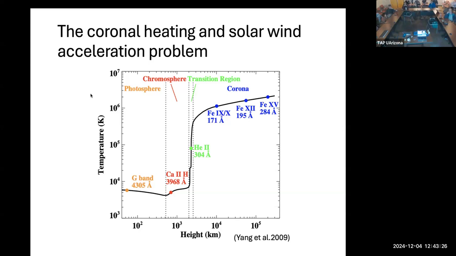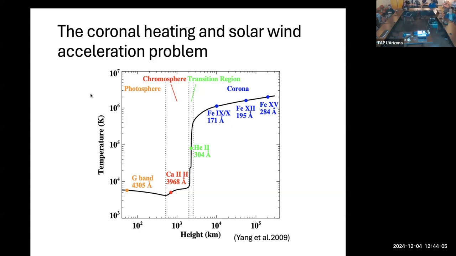So what do we mean by coronal heating problem? Here I'm showing the profile of the temperature as a function of the height above the photosphere. And in this plot, I've also indicated some commonly used spectral lines to study the solar atmosphere. Now we know that all of the heat that we receive from the sun comes from the nuclear reactions that take place at the core of the sun. So we expect that as we move away from the center, the temperature should decrease. And this is what happens initially here.